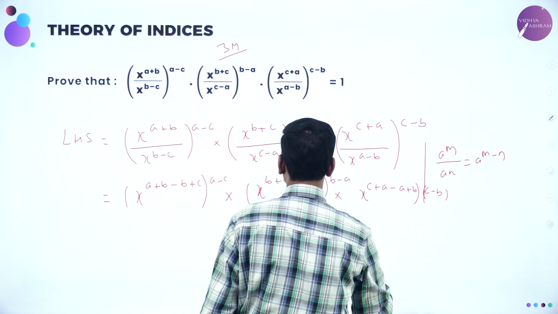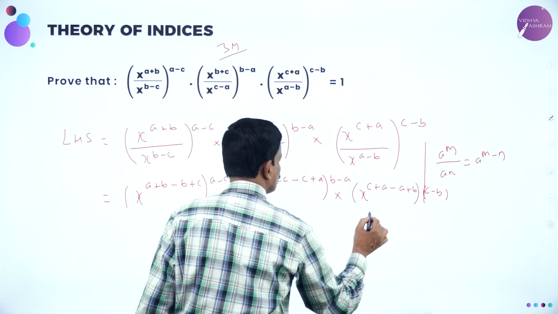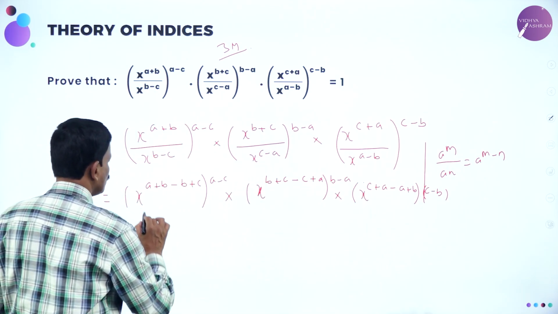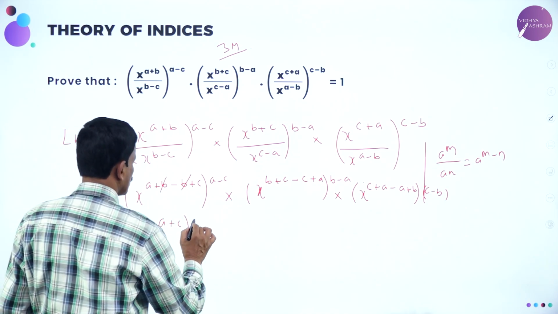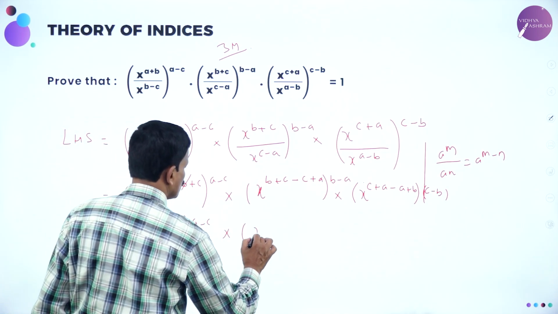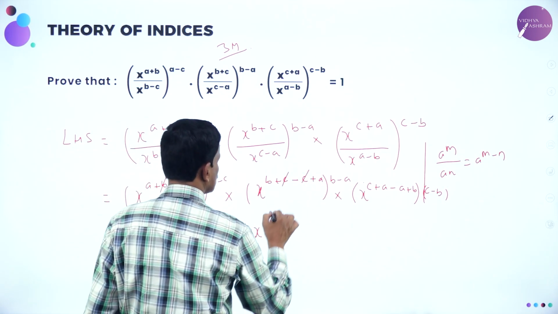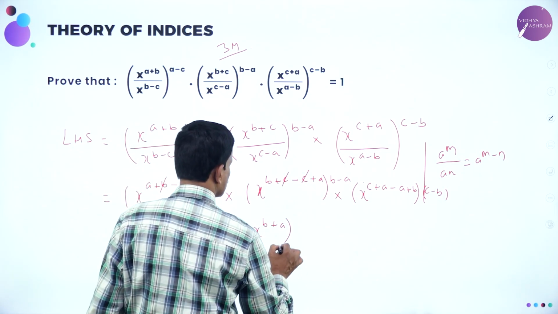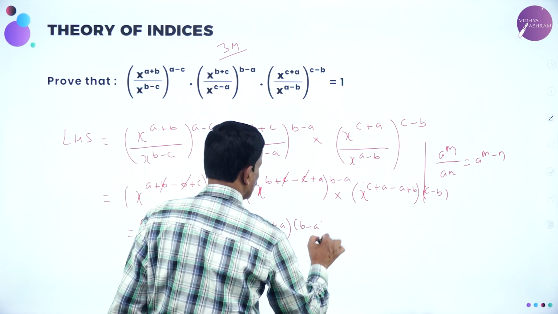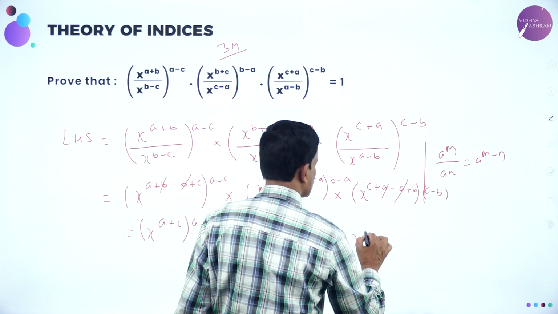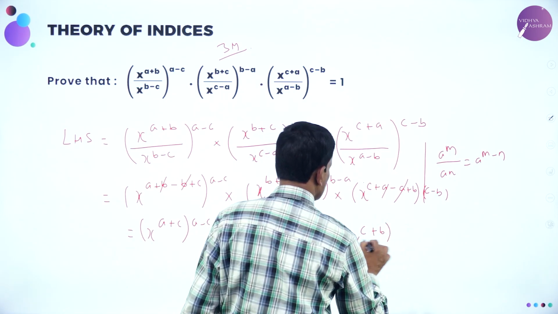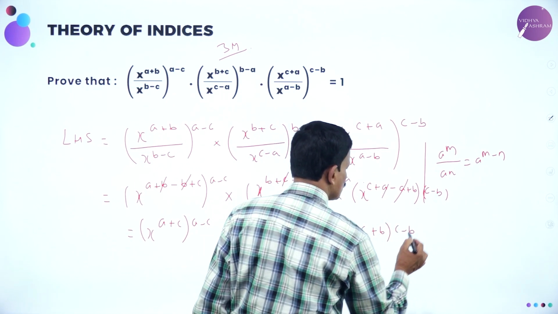Okay. Now, this is equal to x to the power of, just see, minus b plus b gets cancelled, a plus c whole raised to a minus c into x to the power of plus c minus c gets cancelled, b plus a whole raised to b minus a into x to the power of minus a plus a gets cancelled, c plus b whole to the power of c minus b.